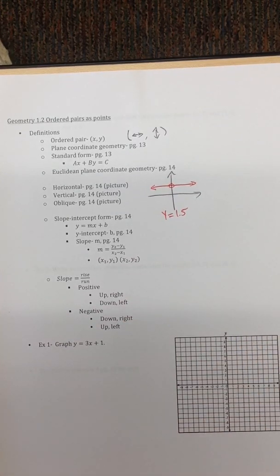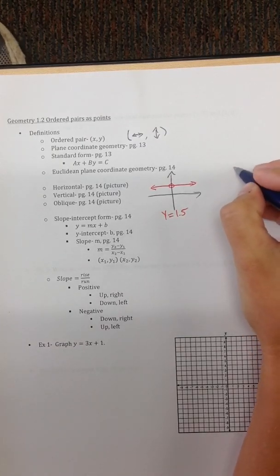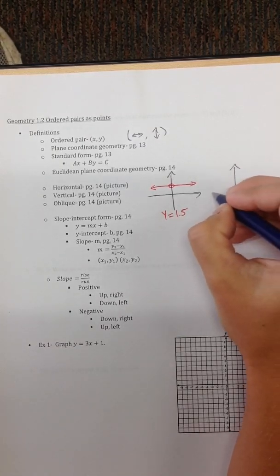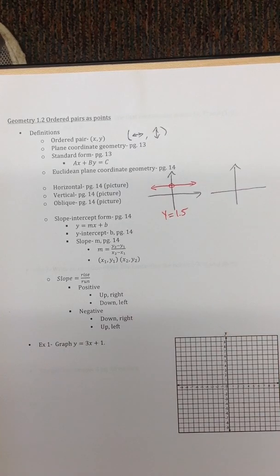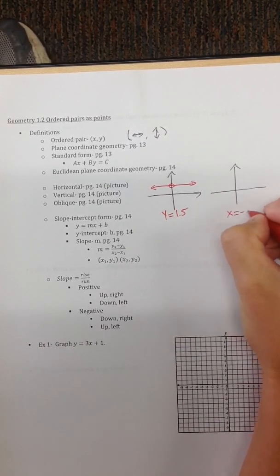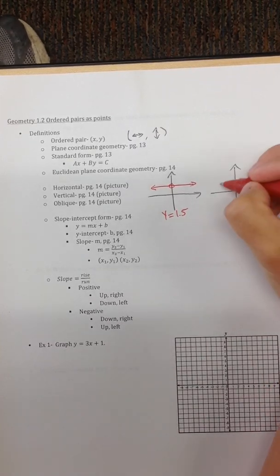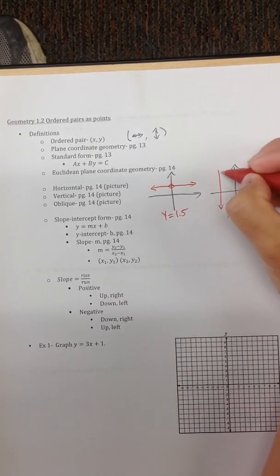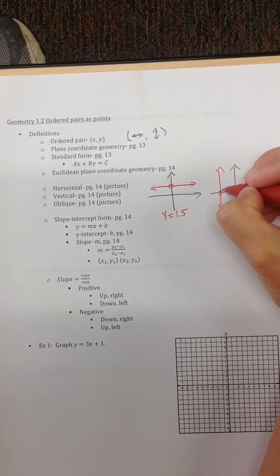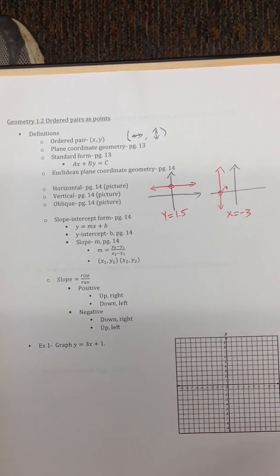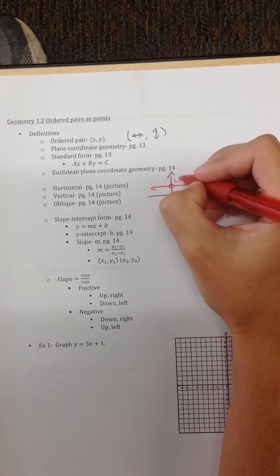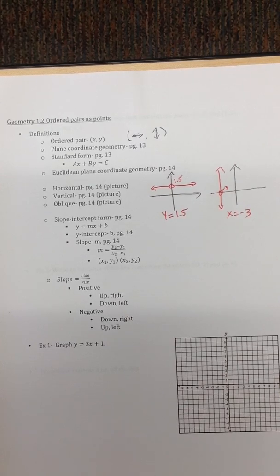Okay, and then for your vertical one, for the next one there, again, I would just sketch it. Something like that, and what do they have? x is equal to -3. So what that means is that's going to be a vertical line through -3. So that point right there is -3. Okay, and that point right there is 1.5. So that's how they're coming up with that.